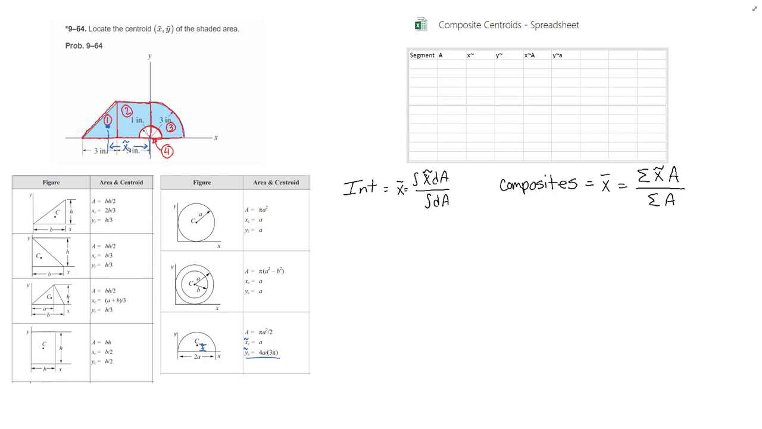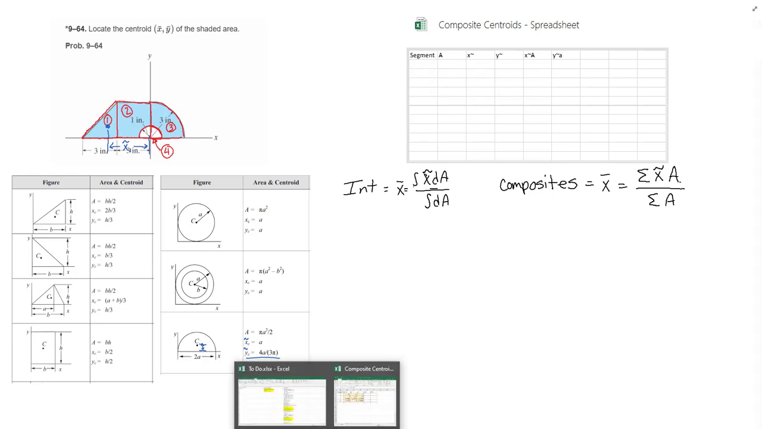So instead of integrating lots of little rectangles, we're going to take our 4 segments and multiply x tilde times A, and that's going to give us this x tilde A over here. And then we're going to add up all of our areas, and we'll find x bar from summing those up. Let's clear this off, and I'll show you the spreadsheet.